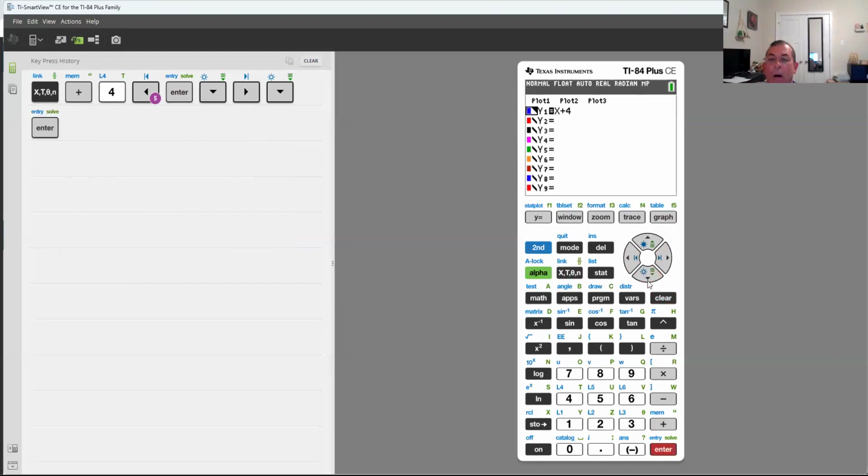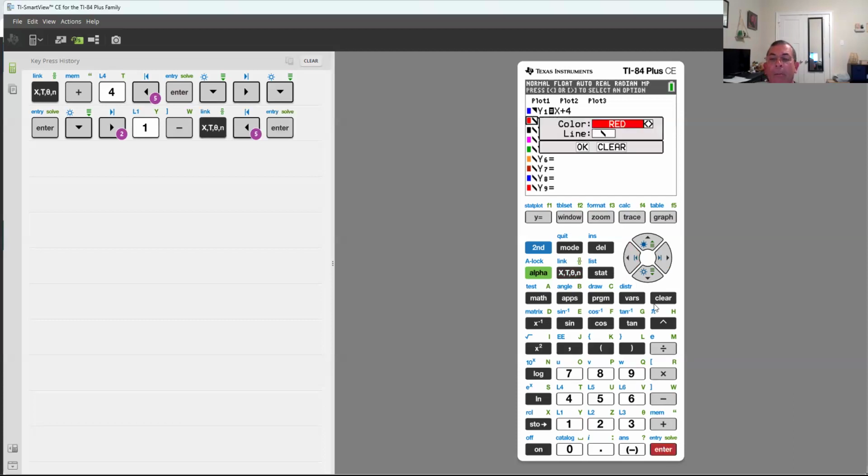Now I'm going to come down to Y2 and put in that equation, which was 1 minus x. I'm going to go all the way left and hit enter on this one. I don't want it to be the same color, so I'm going to use red this time. And then this one was less than. So I'm going to click that's greater than. There's less than. So go down and hit OK.